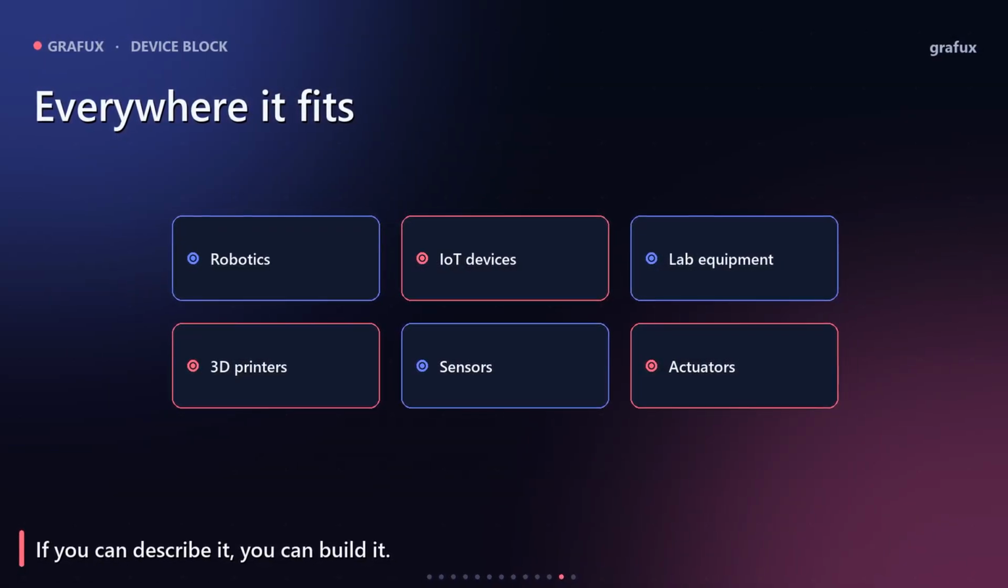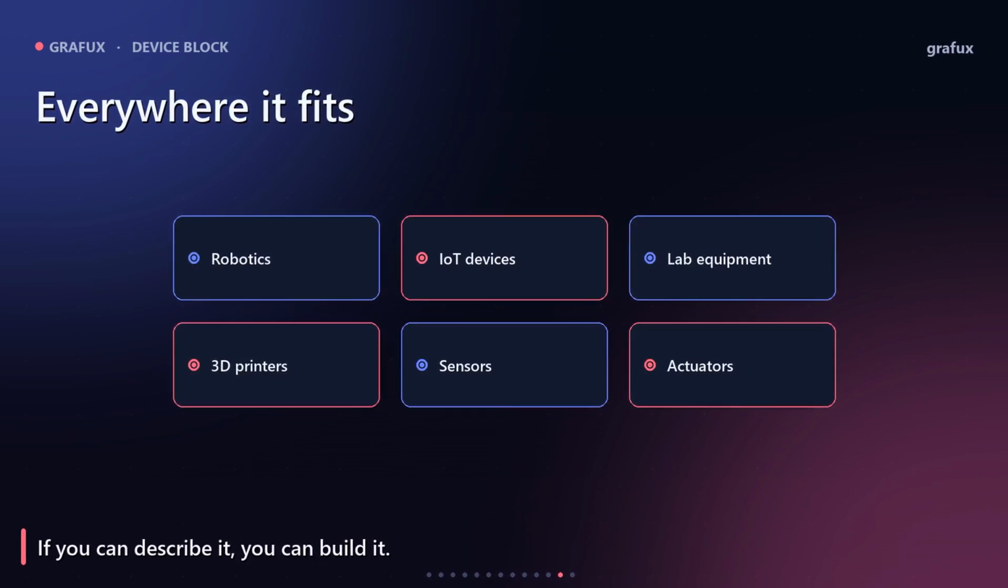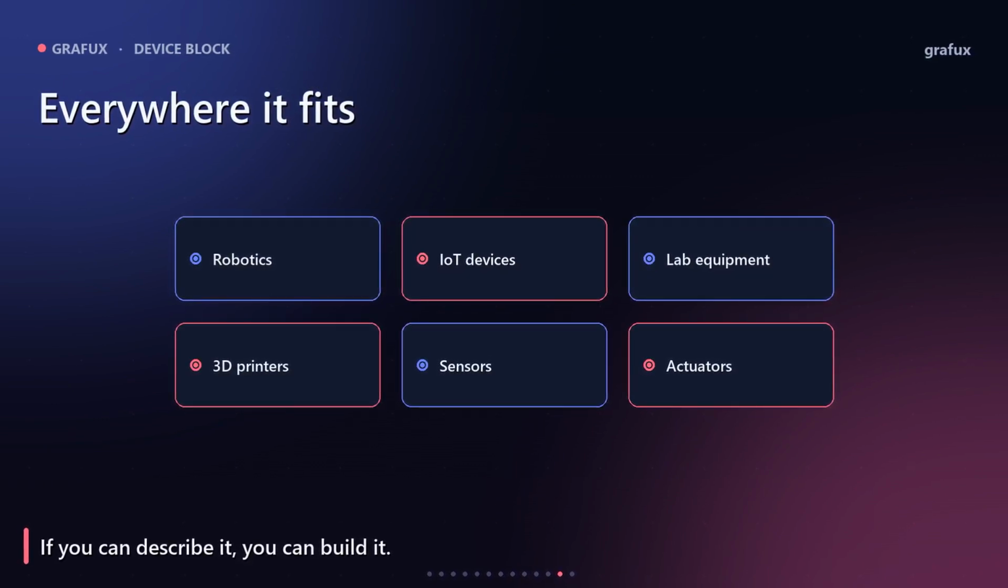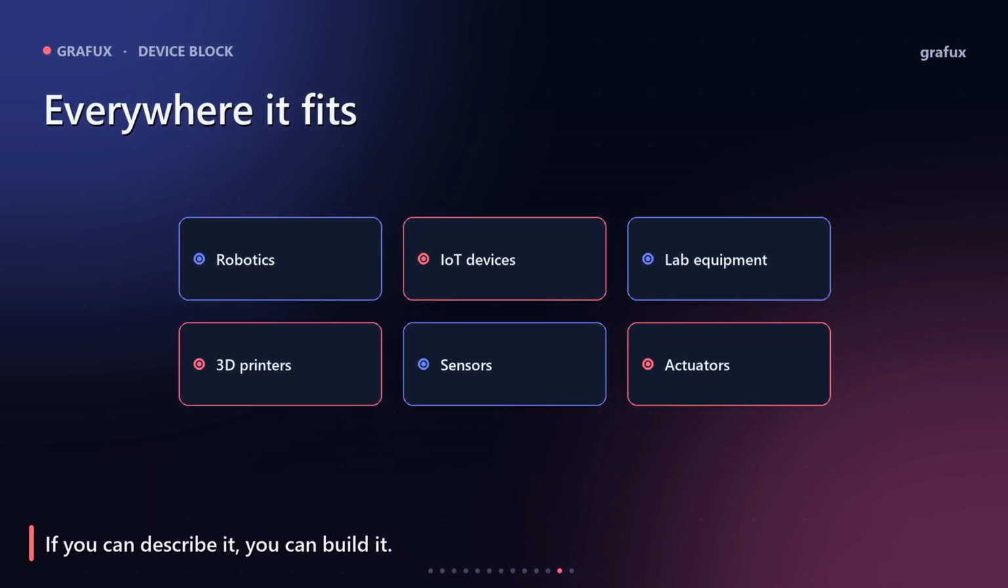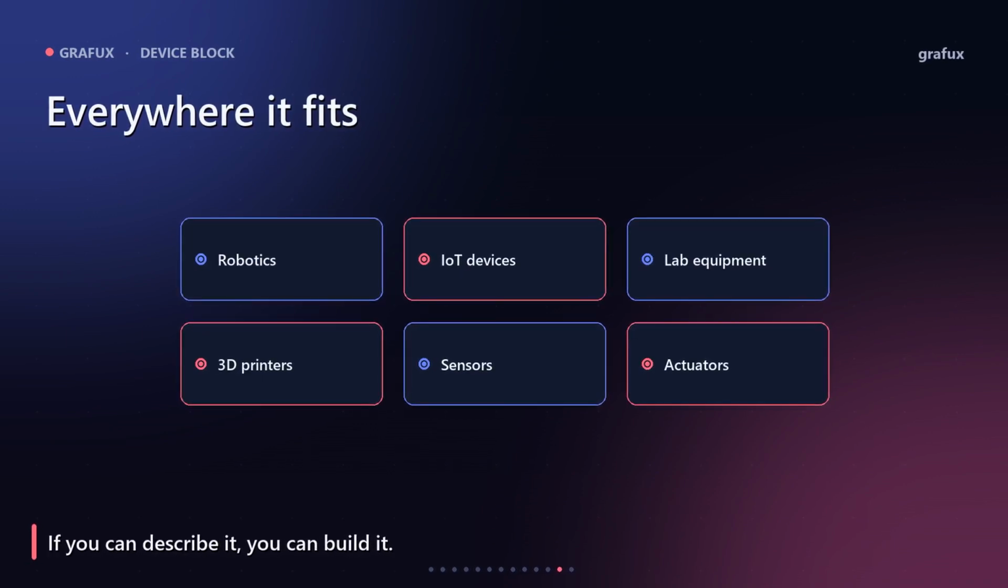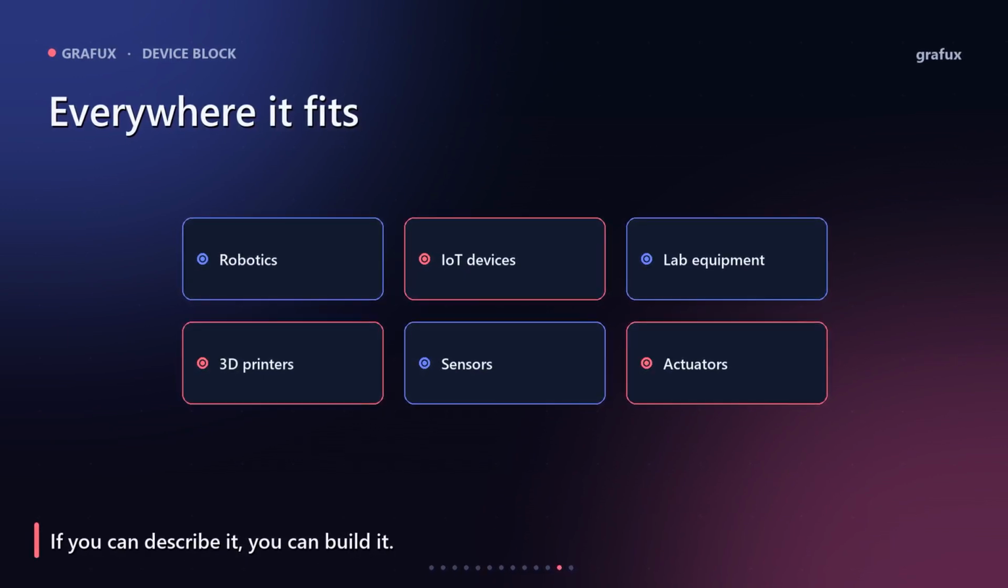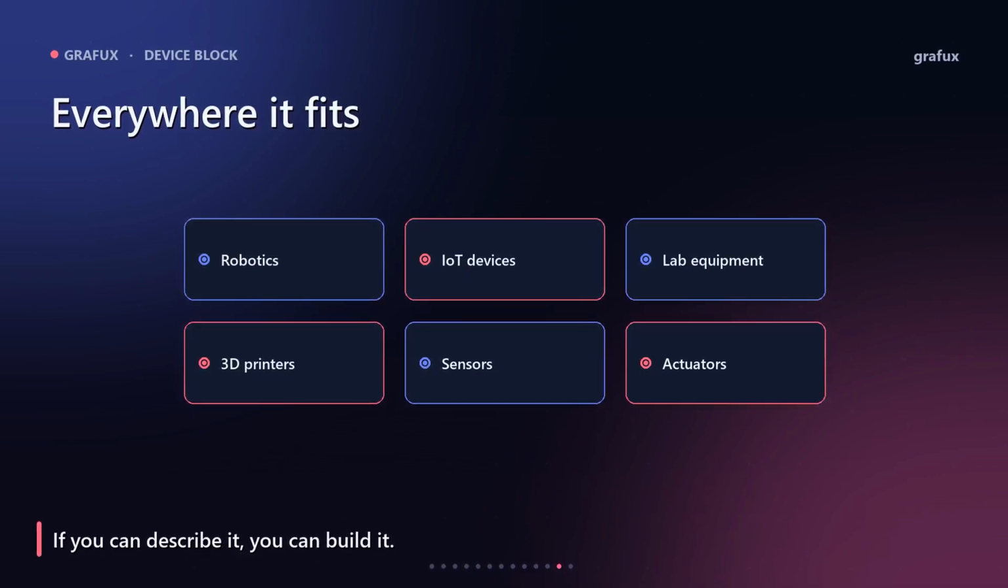And think of everywhere it fits. Robotics, IoT devices, lab equipment, 3D printers, sensors, or actuators. And honestly, the list just keeps going. If you can describe it, the device block can help you build it, and the moment you need something new, another block is only a click away.